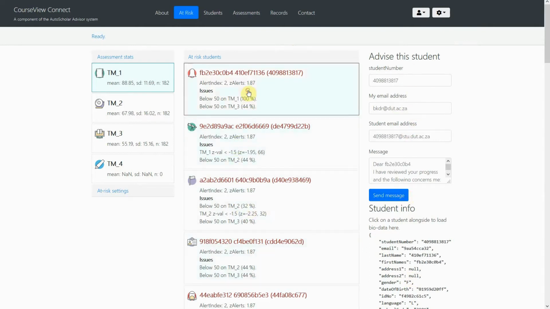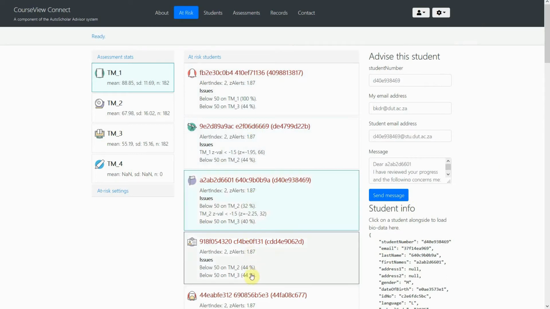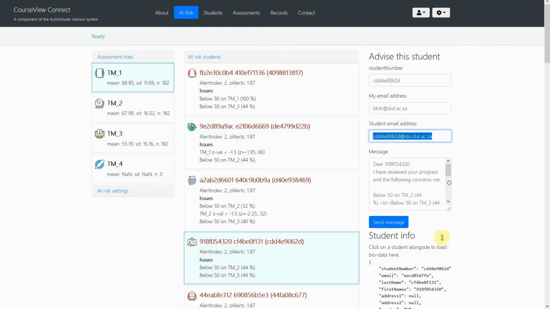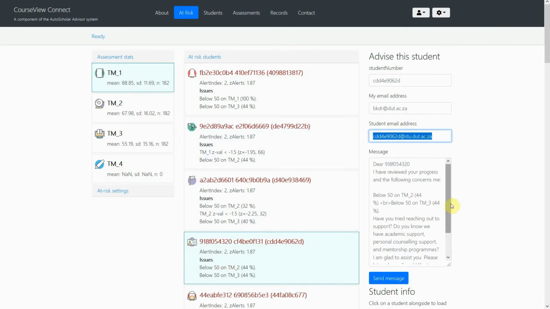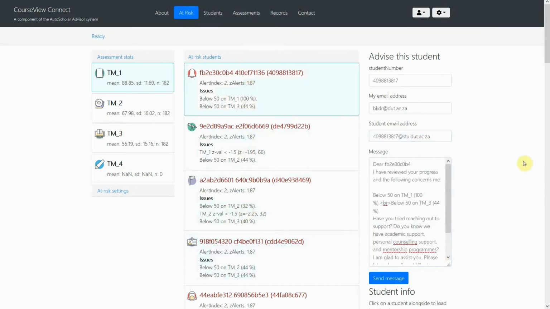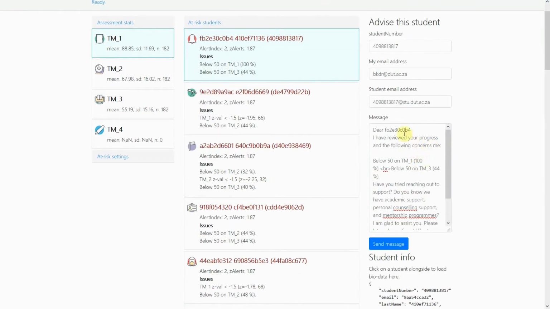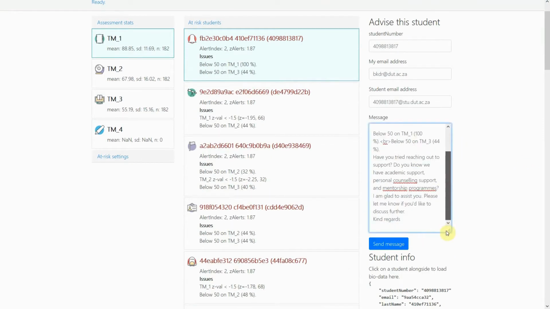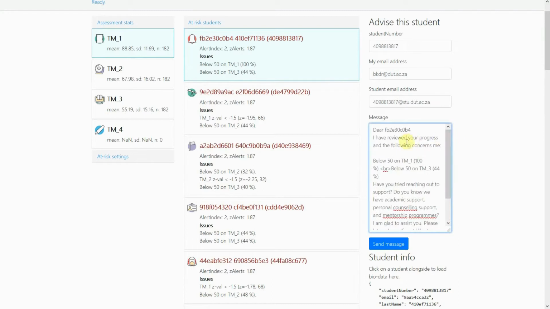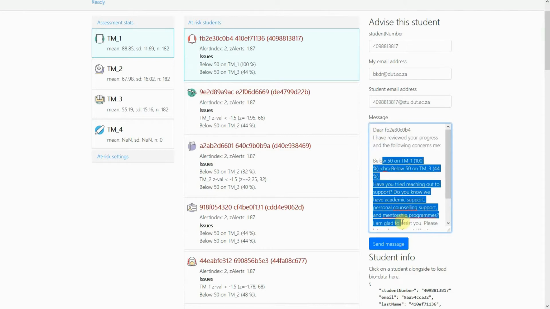Once you're satisfied with the criteria for identifying students who may need your help, what do we do with this information? We can select each student who's been identified as at risk, and the form on the right will automatically populate with the student's contact information. This includes the email address as well as a message body pre-filled with student information. To simplify the advising process, the message which includes the student's results is pre-filled and can be edited to suit the sender. This makes it much easier for a lecturer to reach out to assist the students most in need.